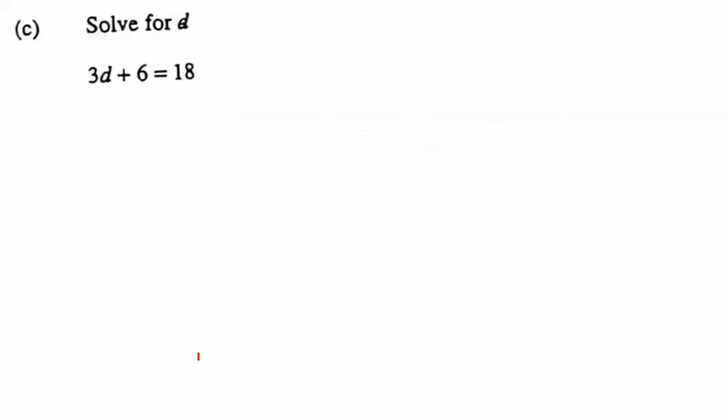Okay, let's move on to the next question. This is going to be the C part. Here we have a linear equation, and they want us to solve for d. So what we have to do is isolate d. That means we have to make d the subject, and we have to put d on one side and everything else on the other side. So let's try to get rid of anything that's close to d, because we want to have d on one side and everything else on the other side.